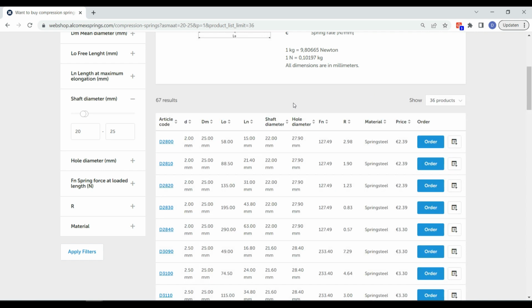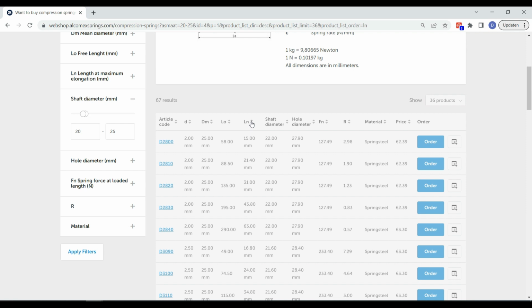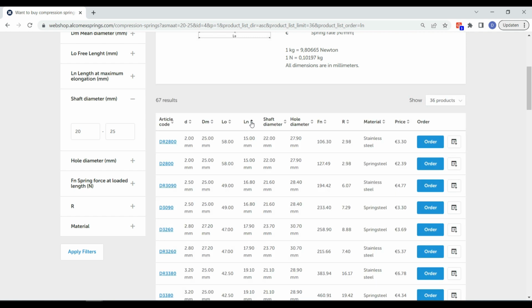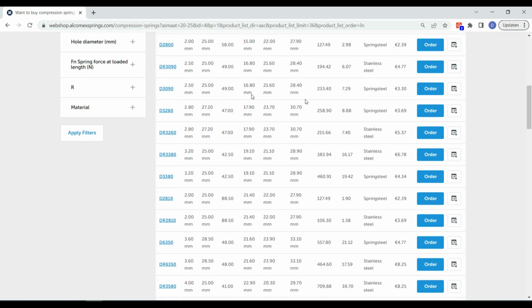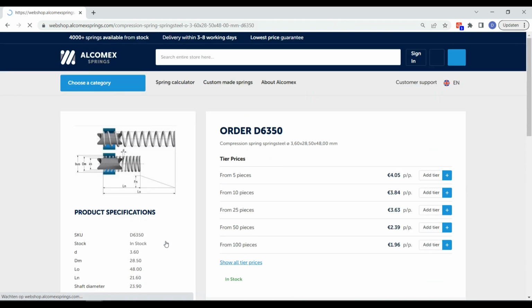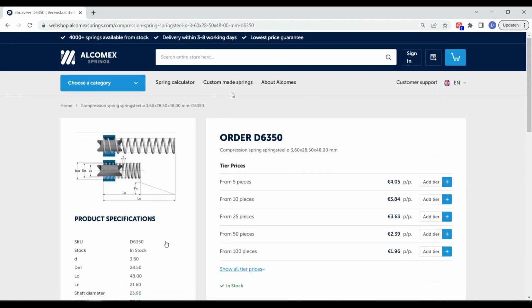When searching for a suitable spring, we limit the inner diameter from 20 to 25 millimeters. Now we can sort the springs on length. When scrolling through the springs, we keep an eye on the maximum spring force and the difference between the free length and the compressed length. This spring seems reasonable, so we fill in the parameters in the Excel sheet.